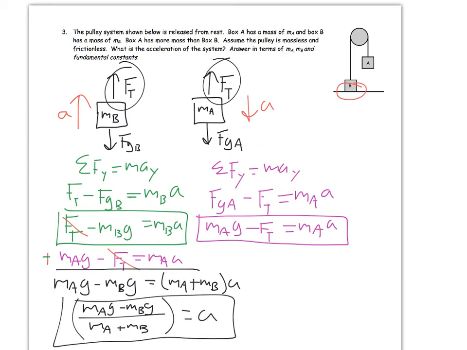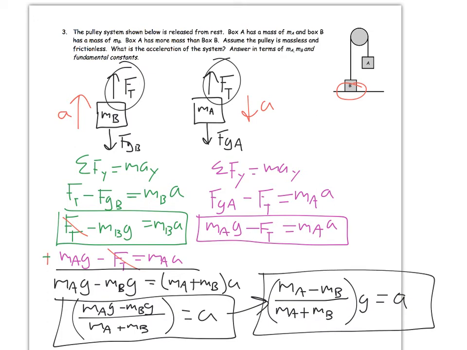You will sometimes see this rewritten with the g on top factored out, so you might see it as ma minus mb over ma plus mb all times the quantity g. So that would be another way of putting it. Each one's acceptable.